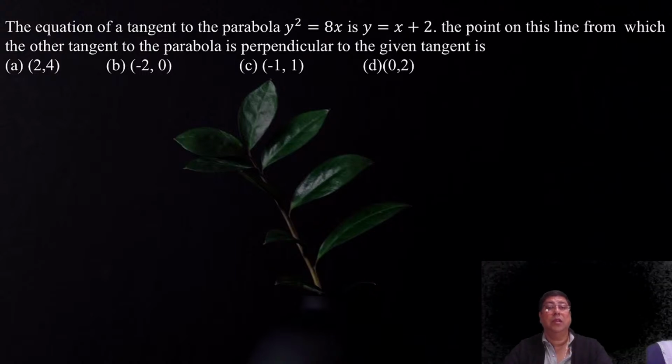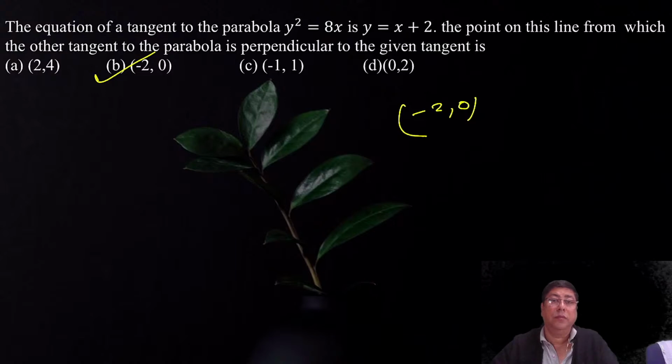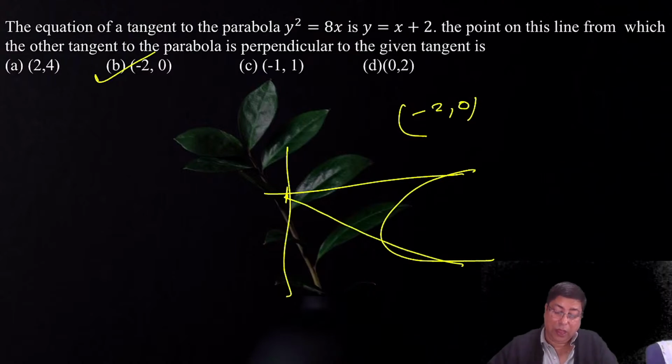Once again, the equation of the tangent to the parabola is this. The point on this line from which the other tangent is perpendicular, it means once again such sums we have faced, that it is nothing but the equation of the directrix. Okay, so the point falls on the directrix, the point is x equal to -2, sum is over. There are some sums where you don't have to calculate, that is why I am showing you. They fall on the directrix. x plus 2 equal to 0, sum is over. Let's go to the next one.